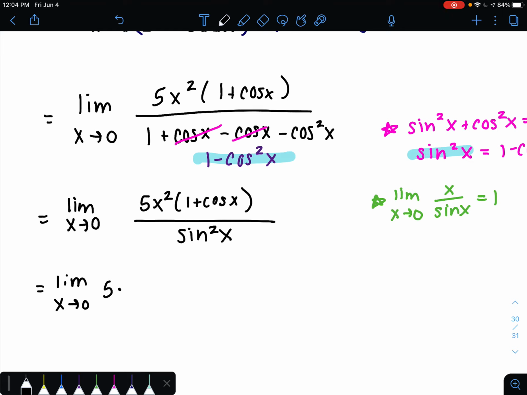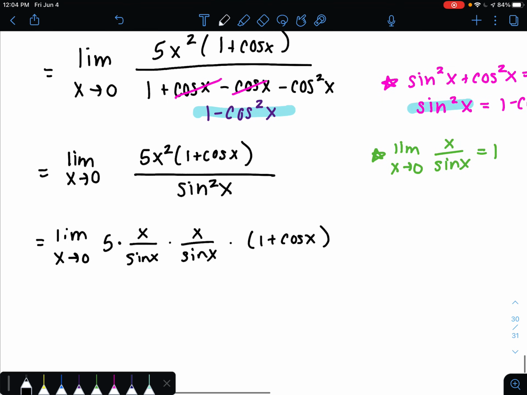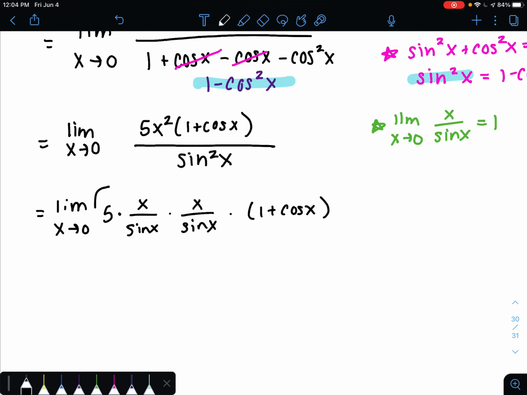So instead of having 5x squared on the top, I'm going to pull the 5 out front, and write this as, well, x squared is just x times x, and sine squared is just sine times sine. So I'm going to write this as x over sine of x times x over sine of x times 1 plus cosine of x. Because if I were to multiply everything back together, I would get the fraction that was in my previous line. I'm just deconstructing what we currently have.